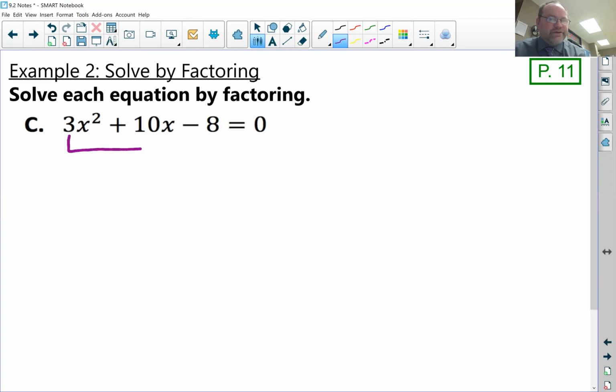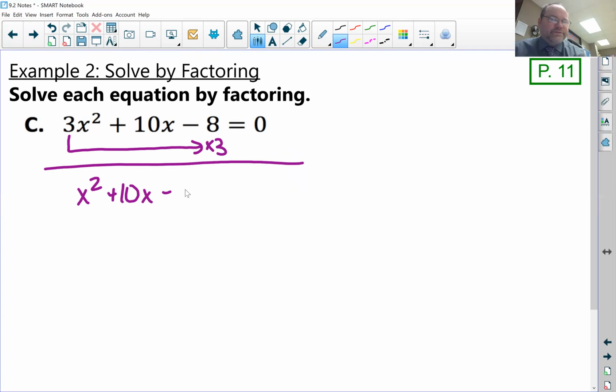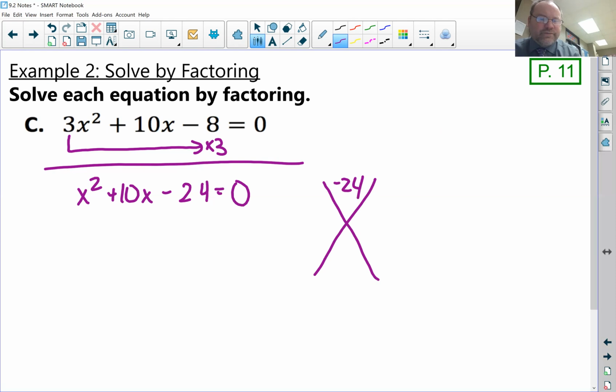Take the 3, slide it over, and multiply. Minus 8 times 3 is minus 24. Now it looks like that X method type problem. So I'm going to look for two numbers that multiply to negative 24 and add to positive 10. So now they multiply to a negative, so we have to have one positive and one negative value. And they add to a positive, so our larger factor has to be positive.